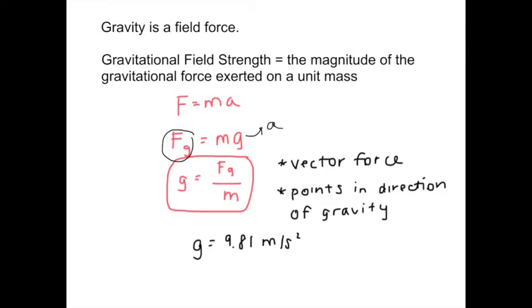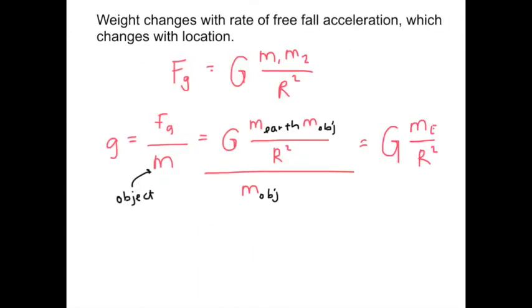And just some quick notes about gravity. It's a vector force, meaning that it has both magnitude and direction. And its direction depends on gravity, so gravitational acceleration. And as we've already seen from previous chapters, this g over on this side is equal to the rate of free fall acceleration, or 9.81 meters per second squared, which we sometimes round to 10. Gravity is critical in determining the weight of objects on a planet. Weight changes with the rate of free fall acceleration, which in turn changes with location. So, in other words, the radius, or distance, of an object from a planet will affect its weight and how fast it accelerates.